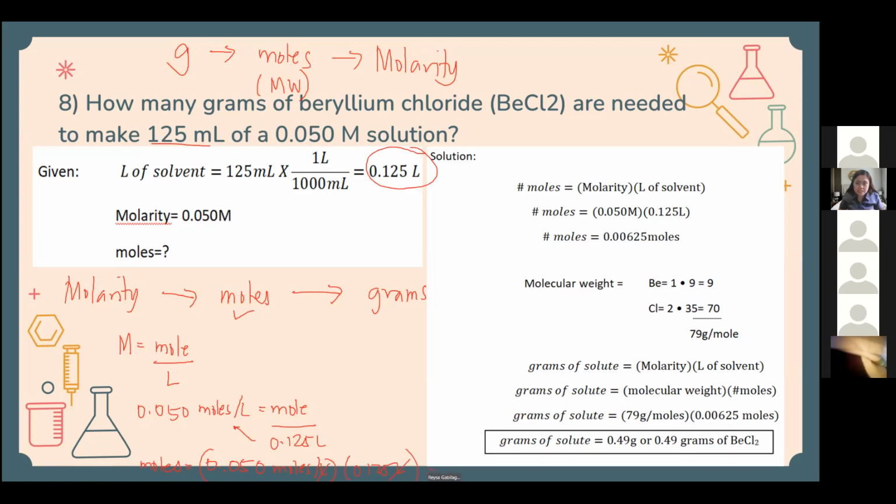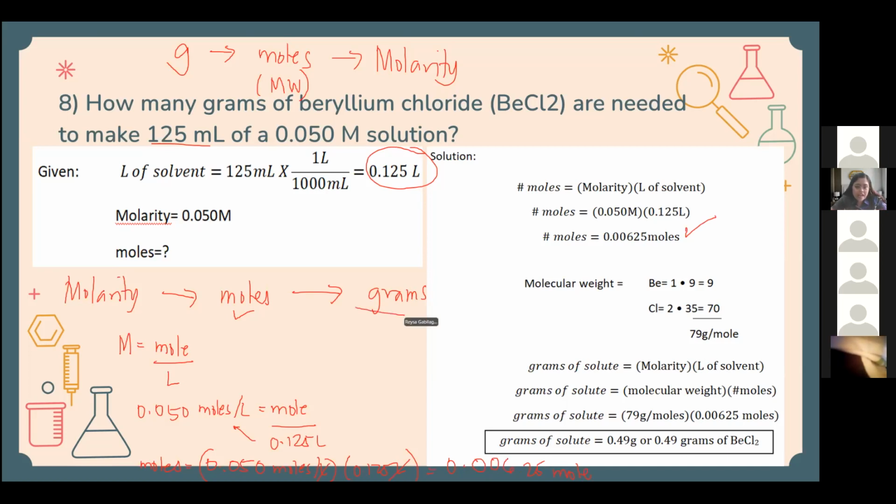Let's see the answer. 0.050 times 0.125 is 0.00625 moles. Okay, so this is correct. Now, after that, you need to compute for the grams.